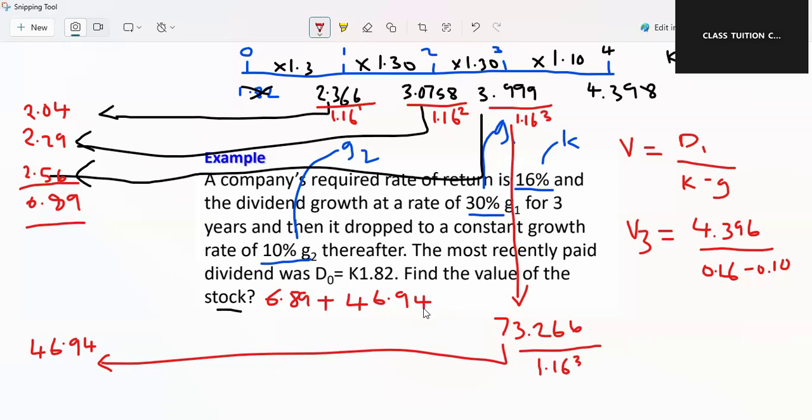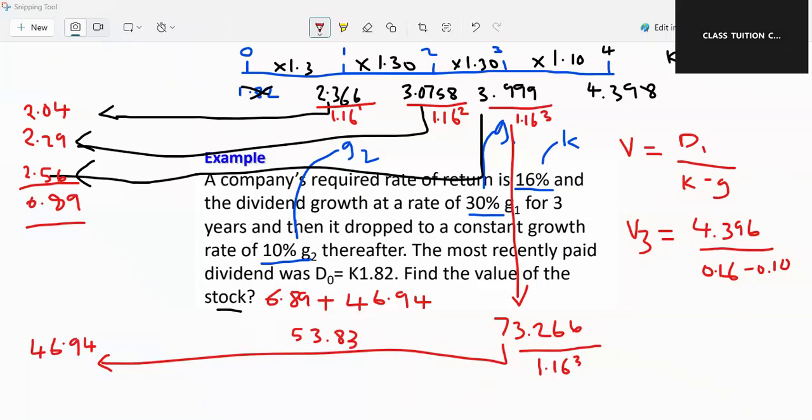So the value of stock has 6.89, so the total value of stock will be 53.83. So this is how we calculate the value of stock for multiple phases. It's tedious, it carries more marks, but again, it's worth it when you follow what I've talked about. So you have two models there. There's the constant growth model, and there's also the Gordon's model.